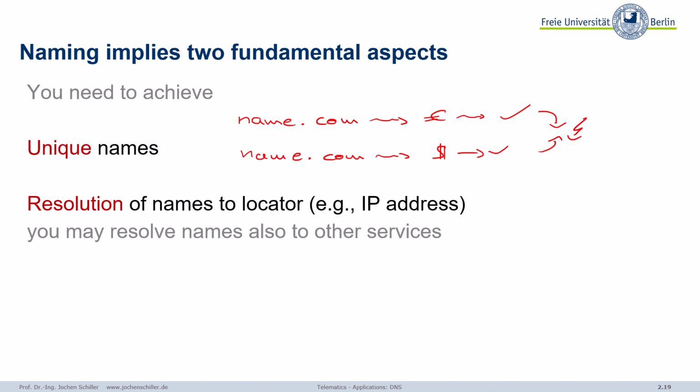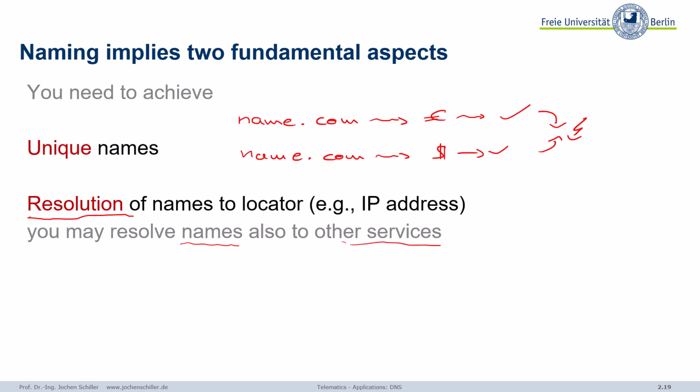Okay, so that's one of the aspects. And then we have to take care about how to resolve the names to, for example, an IP address. We will see that we can also resolve names to other services. So DNS is quite powerful. You can use DNS also for resolving a name to a service like this is our mail server. And then we map the mail server onto an address. We will see this. Okay, so very fundamental aspects.